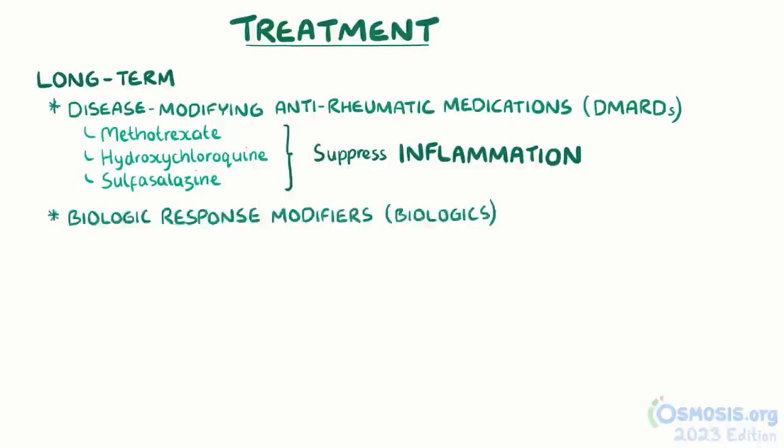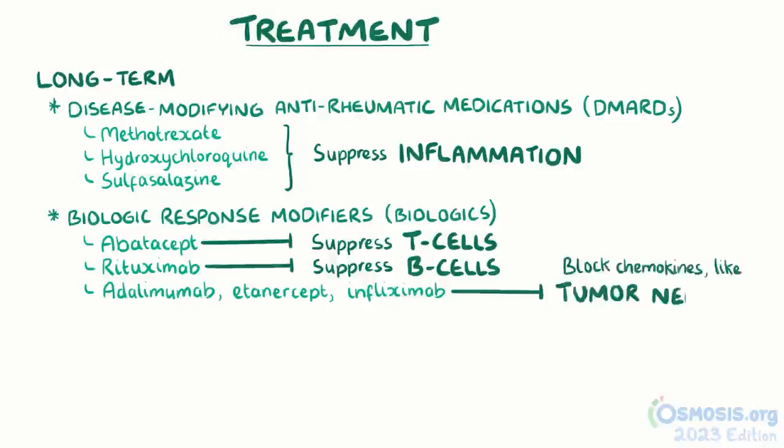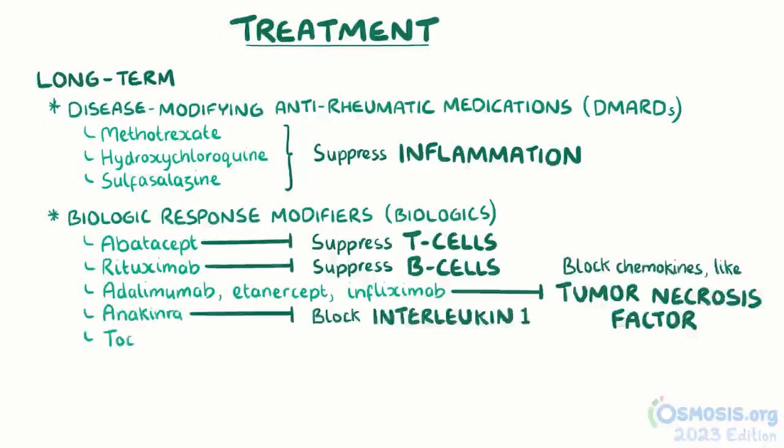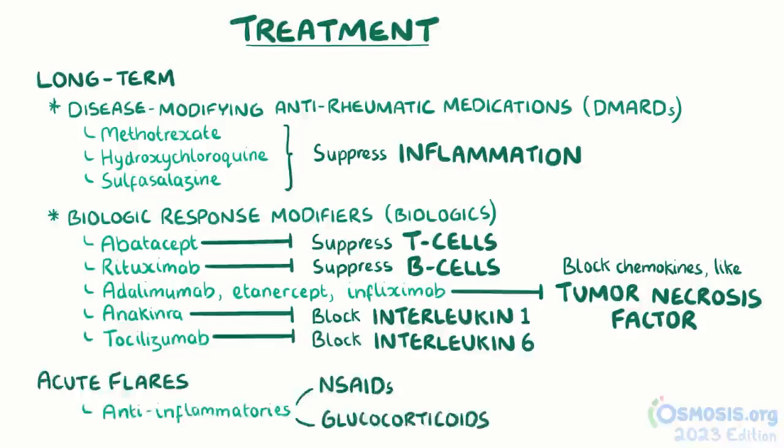Some biologics, such as abatacept, work by suppressing the activity of T cells, or others, such as rituximab, suppress B cells. There are also biologics such as adalimumab, etanercept, and infliximab that block various chemokines, like tumor necrosis factor. Anakinra blocks interleukin-1, and tocilizumab blocks interleukin-6. Treatment of acute flares can be done with anti-inflammatory medications, like NSAIDs, as well as short-term use of glucocorticoids.